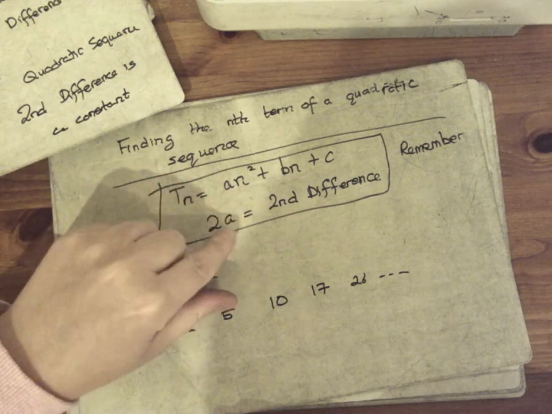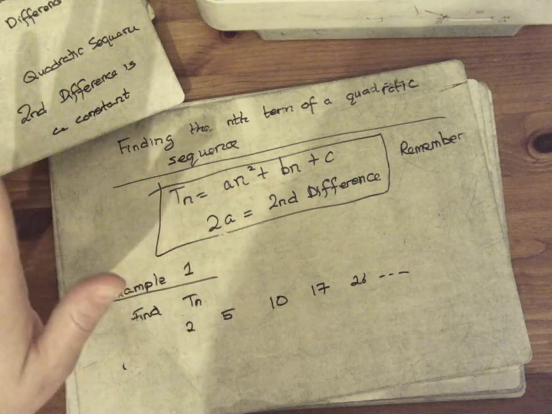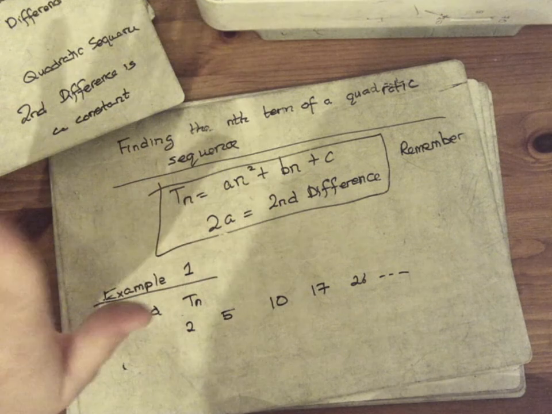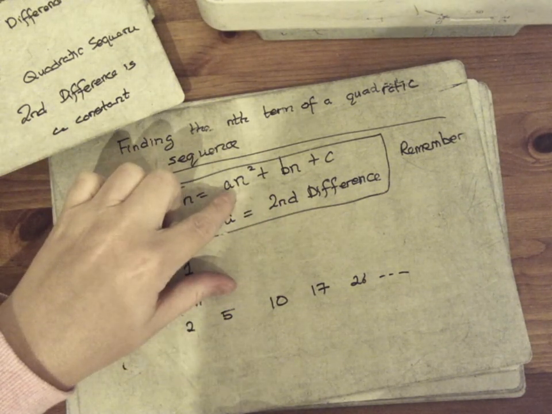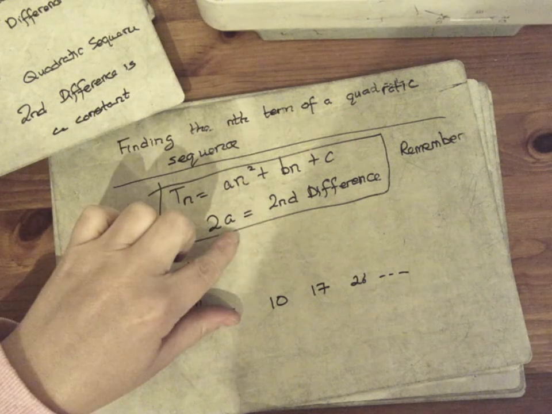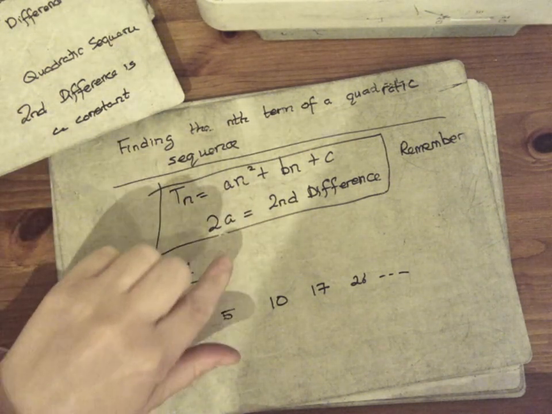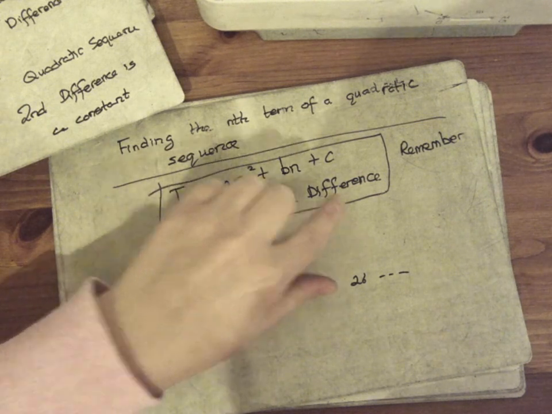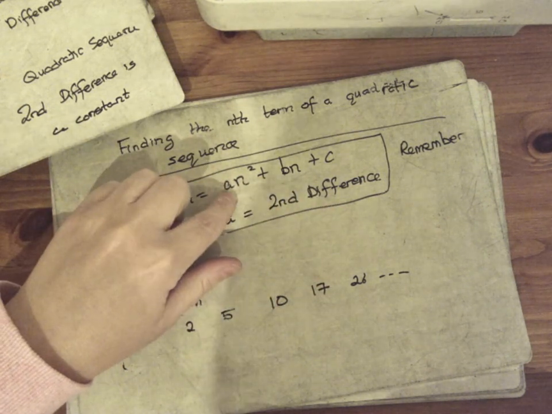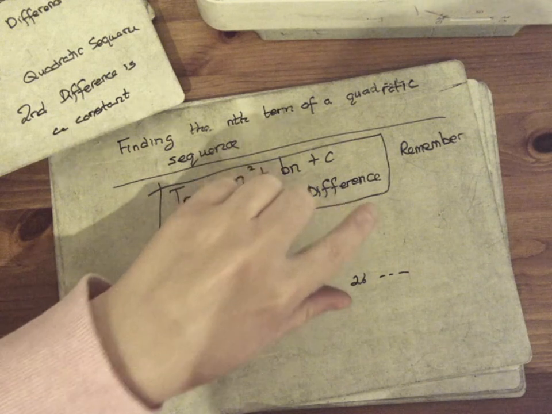Call the coefficient of n squared a. Now this is different to the a in the formula, which was the first term. This is not the first term. This is the coefficient of n squared, the number in front of it, so it has nothing to do with the first term. Twice the coefficient of n squared is equal to the second difference.